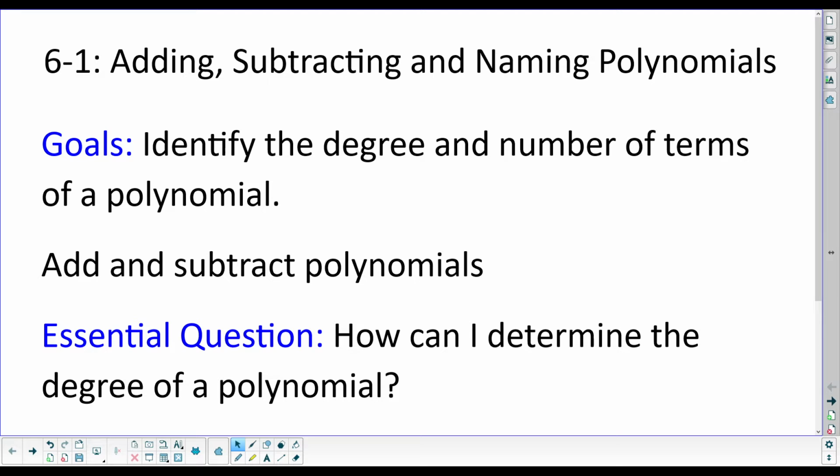And adding and subtracting polynomials, we've actually done that before. This is something that you should know how to do. We're just going to be using some different vocabulary when we talk about it. So rather than saying adding and subtracting equations or expressions, we're going to be talking about specific polynomials.